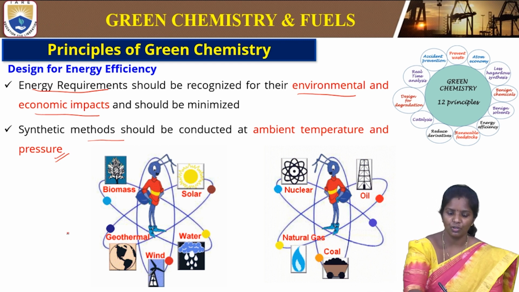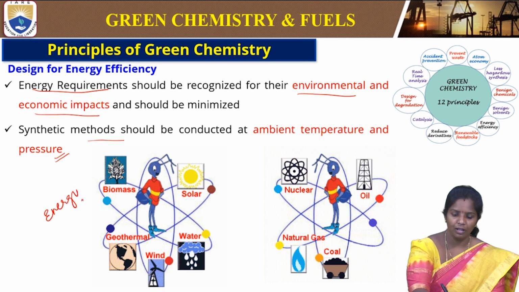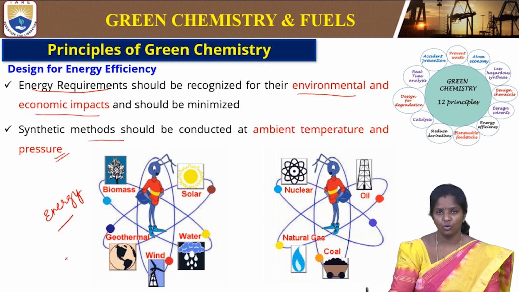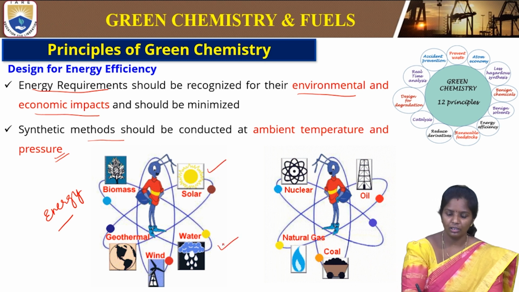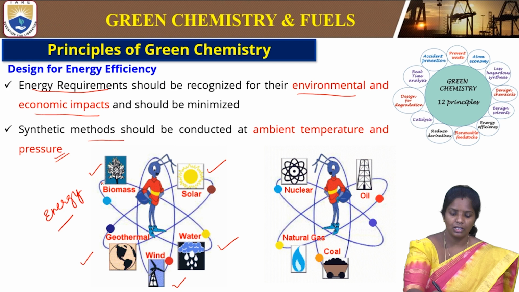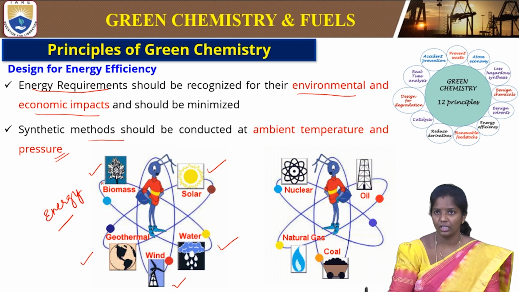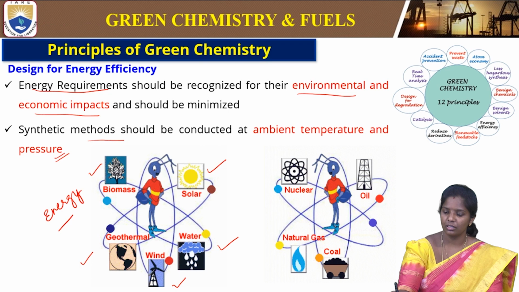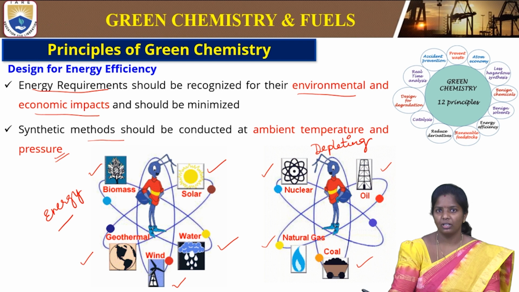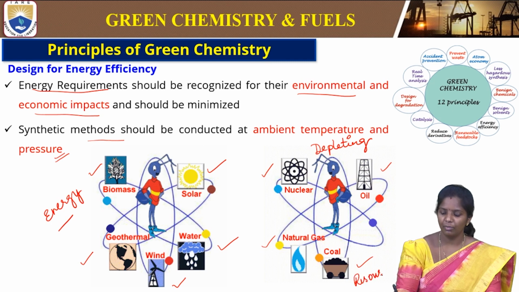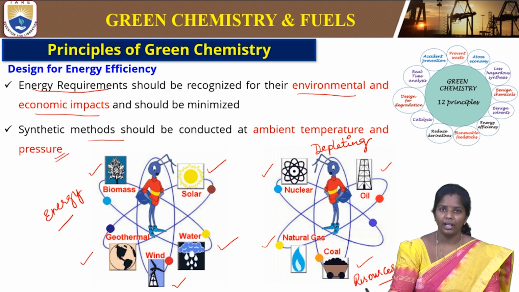So there are different types of energies available, renewable or non-renewable energy sources. Solar, water, wind, geothermal and biomass are the different forms of renewable energy sources, whereas the non-renewable energy sources are oil, coal, natural gas and nuclear. These will gradually deplete from the earth's crust or the environment upon usage. If we use these resources for a longer time and more energy is required, they will be depleted in nature.